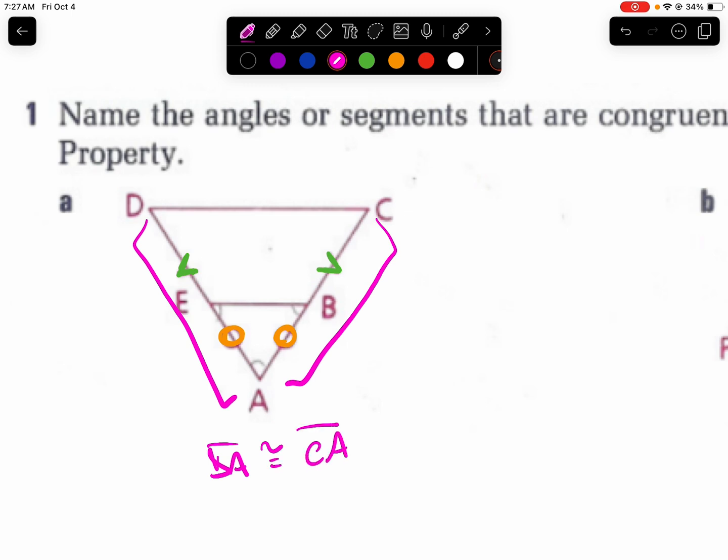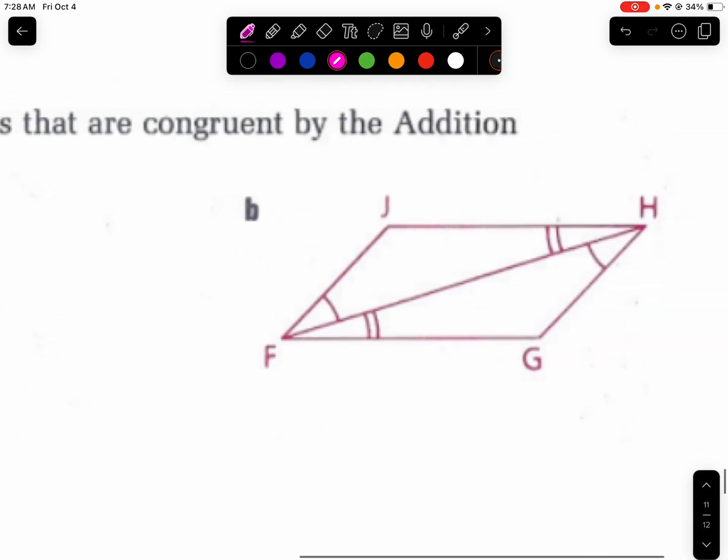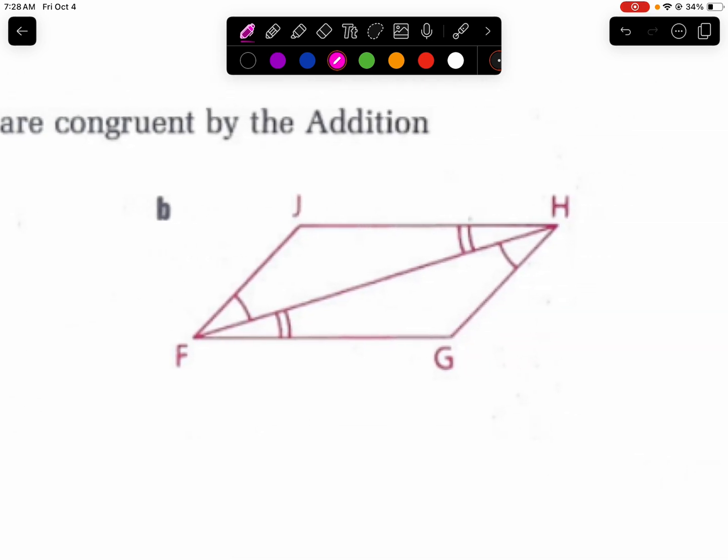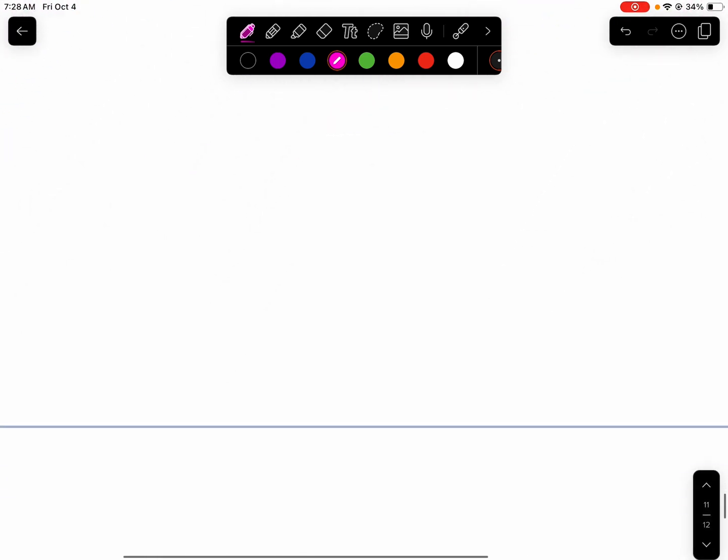Let's get the wording right. If congruent segments are added to congruent segments, the sums are congruent. Here we've got this angle congruent to this angle, and this angle congruent to this angle. So we can say that this whole angle is congruent to this whole angle. If congruent angles are added to congruent angles, their sums are congruent.